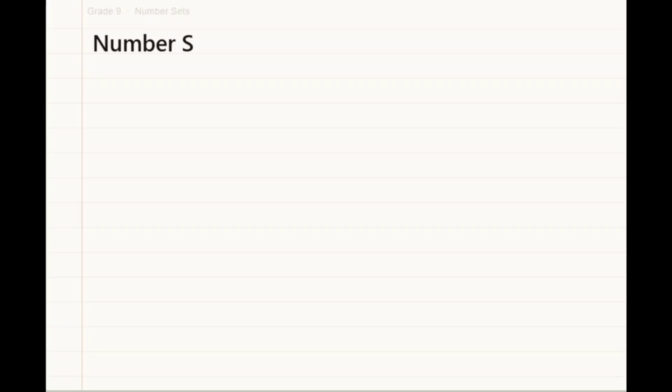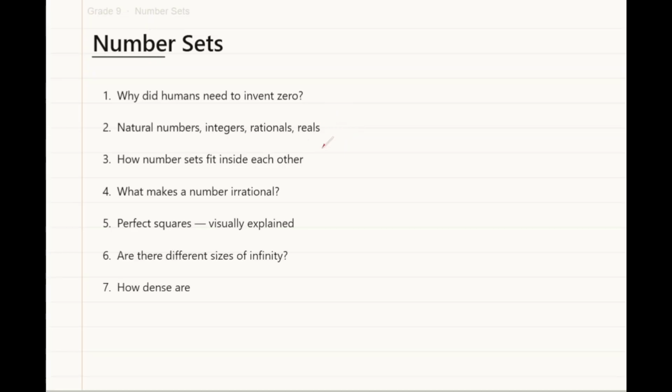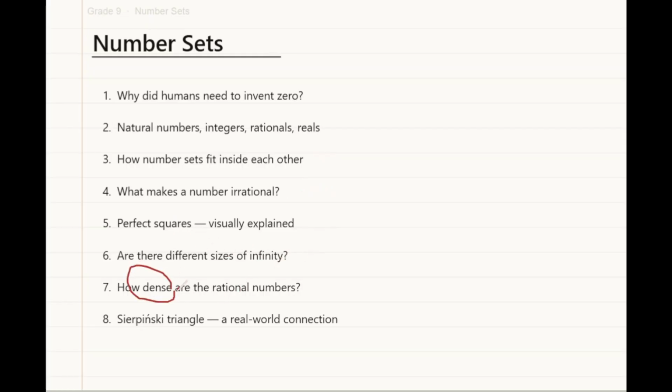So here's what we will cover today. Why did humans need to invent zero? How do number sets fit inside each other? What makes a number irrational? We'll look at the perfect squares, we'll look at the sizes of an infinity, and we'll look at what density is, and at the end we'll look at a real world example.